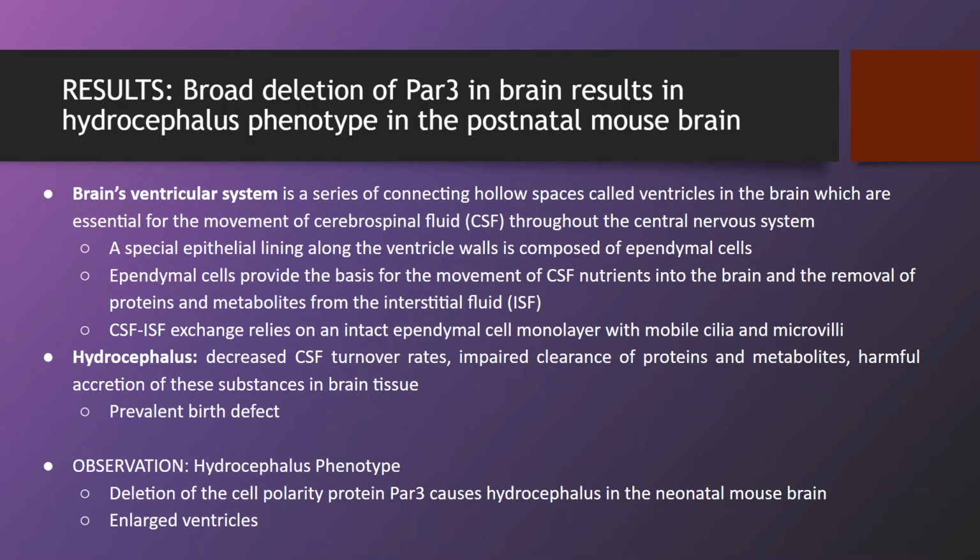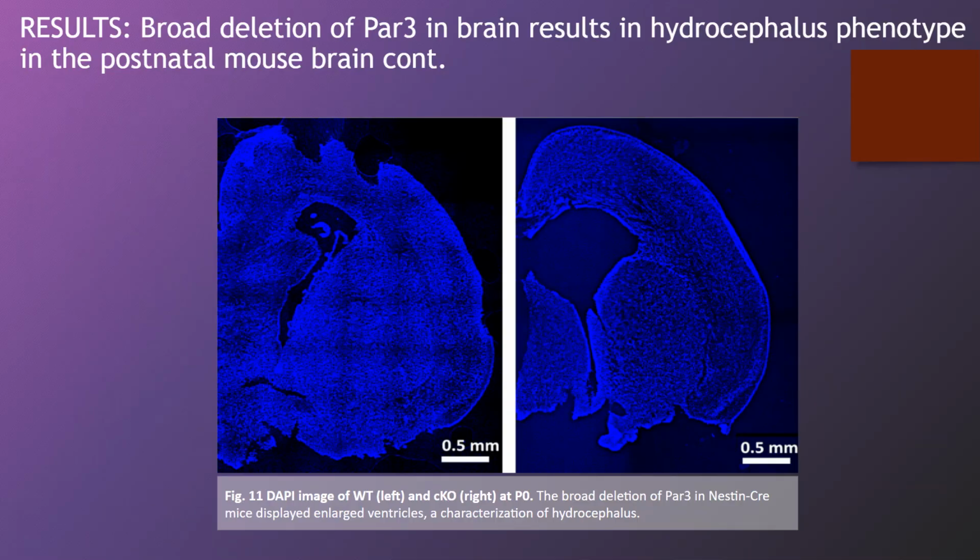A special lining along the ventricle walls is composed of ependymal cells. Pathological conditions that are characterized by ependymal cell defects include hydrocephalus, a birth defect that causes enlarged ventricles. Hydrocephalus-associated mutations that may further define its underlying mechanisms have yet to be found in either human or model systems. Here we made an unexpected discovery: the deletion of PAR3 causes hydrocephalus in a postnatal mouse brain. We hypothesized that this phenotype is due to impaired ependymal cell integrity.